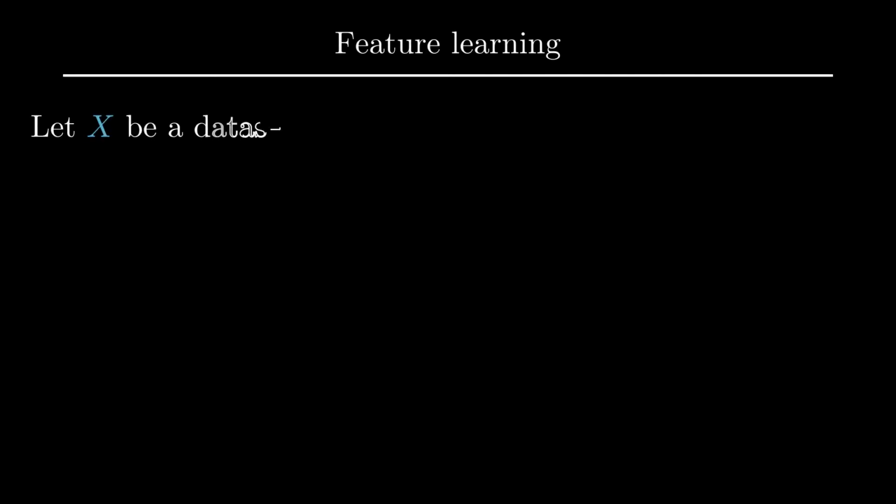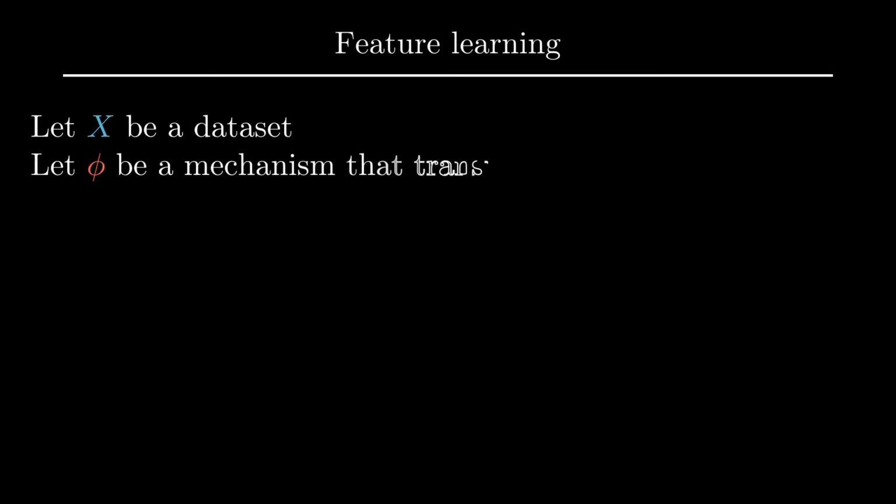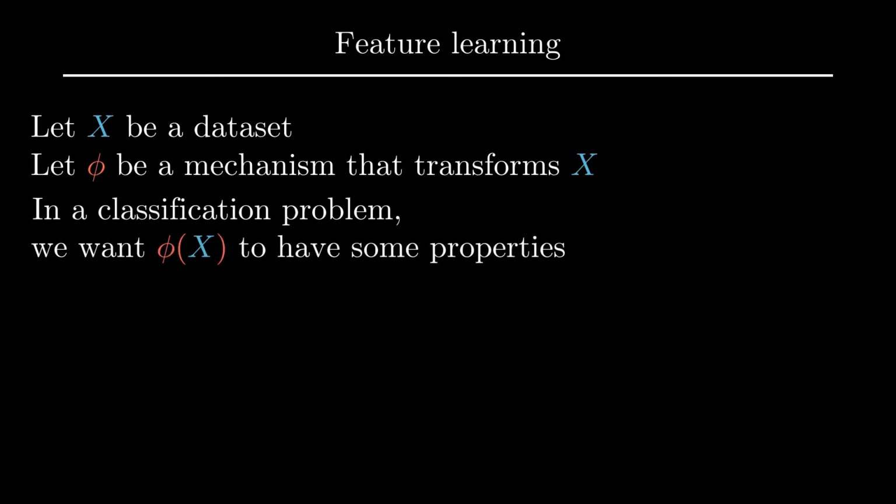Let's say we have a dataset X and that we have a mechanism phi that turns X into something that has some characteristics that we want. For example, in our classification problem, we want phi of X to have some properties that facilitate the task of discriminating among samples from this dataset. Let's see an example.